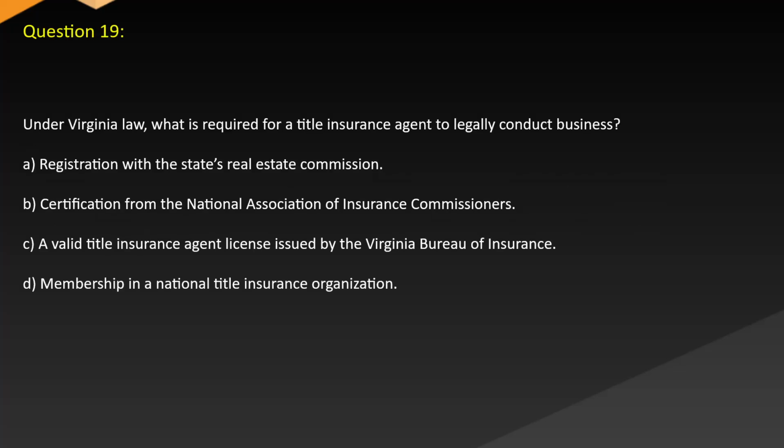Question 19. Under Virginia law, what is required for a title insurance agent to legally conduct business? A. Registration with the state real estate commission. B. Certification from the National Association of Insurance Commissioners. C. A valid title insurance agent license issued by the Virginia Bureau of Insurance. D. Membership in a national title insurance organization.